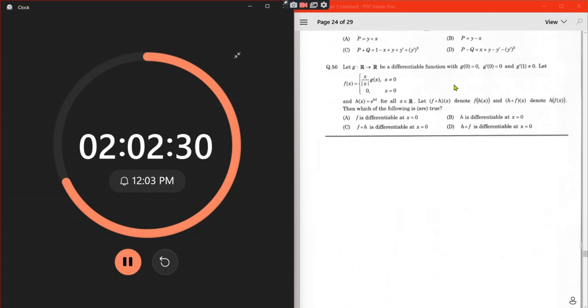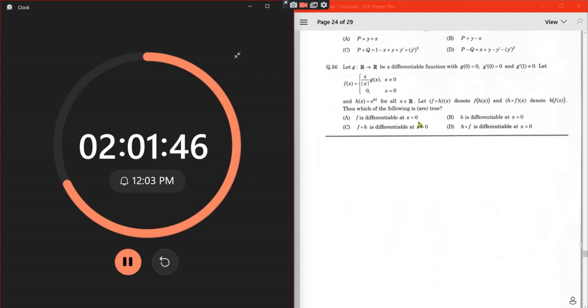Next 56. Let real to real, g be a differentiable function with g of 0 equal to 0, g dash of 0 equal to 0, and g dash of 1 not equal to 0. f of x is equal to x upon mod of x, signum of x times g of x, so f is 0 when x equal to 0 and signum of x times g of x otherwise. अजीब condition. And h of x is equal to e power mod x for all x belonging to real. Let f of h of x denote, the following is or are true.